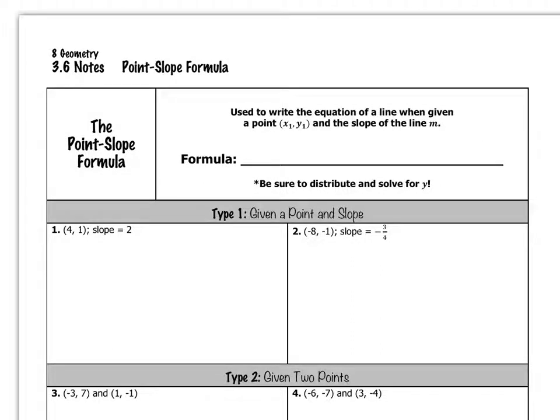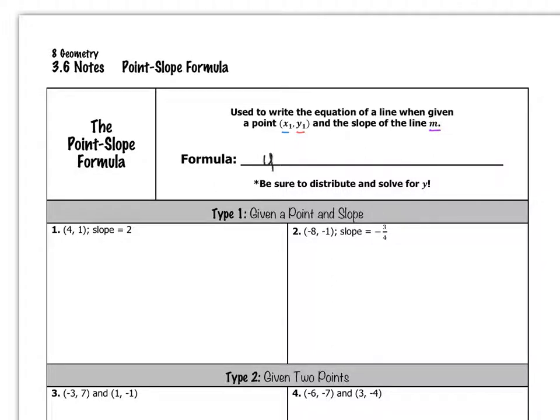Hey there, gang. In this video, we'll be reviewing point-slope form. You'll remember from Algebra 1, we used this form to write the equation of a line when we were given a point on the line. We'll call that x sub 1, y sub 1, and the slope of the line, m. So that form looks like the following.